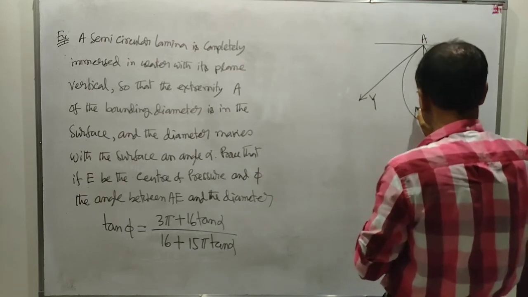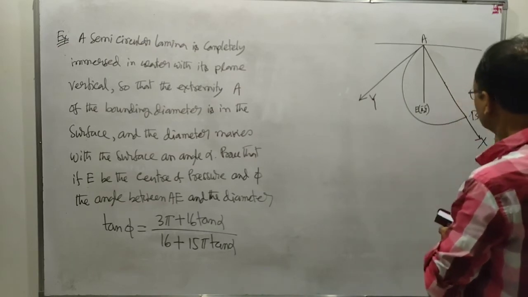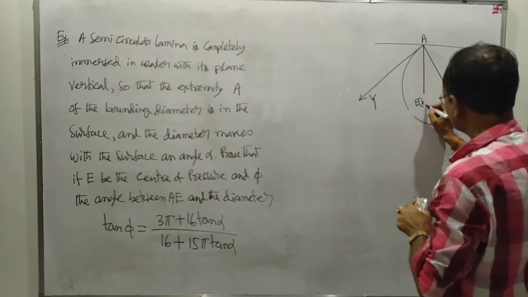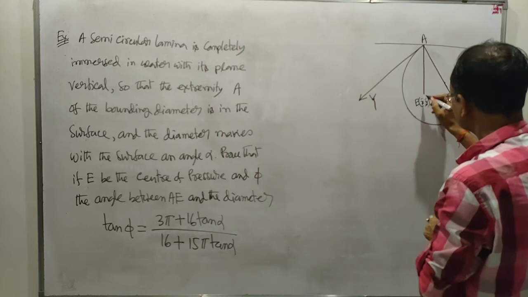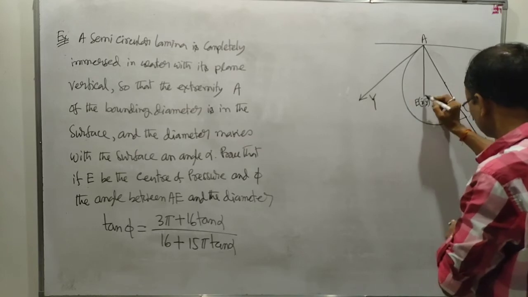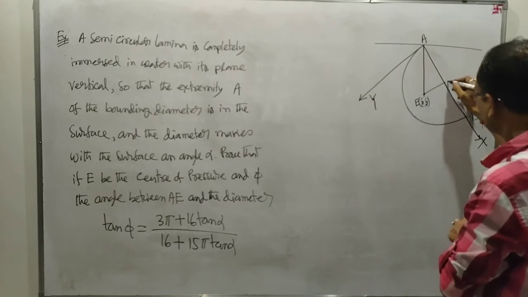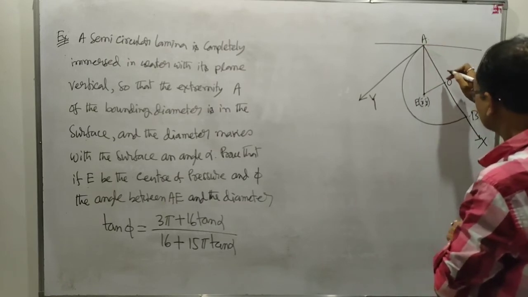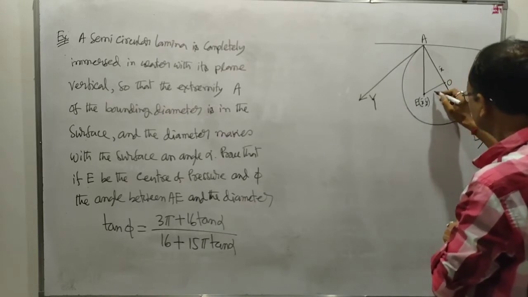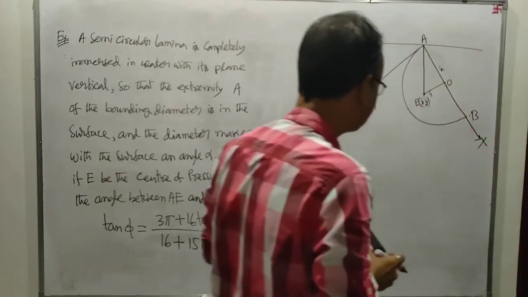Now suppose E is the center of pressure, with coordinates X bar, Y bar. O is the center; suppose this distance will be X bar and this distance will be Y bar.